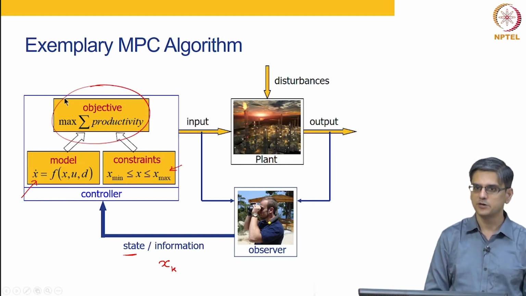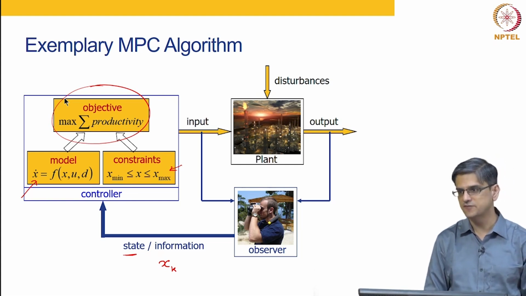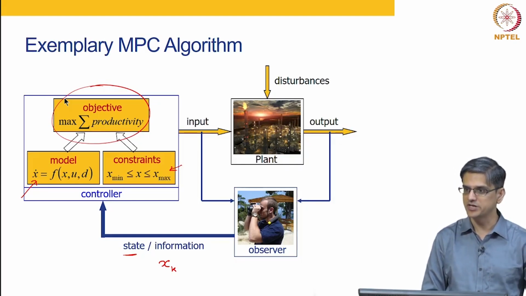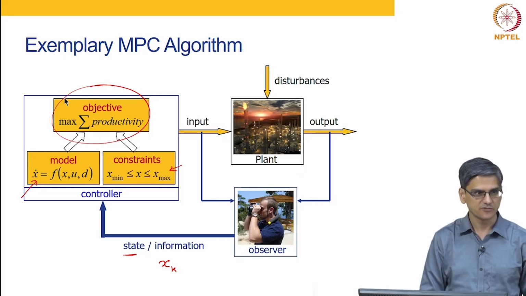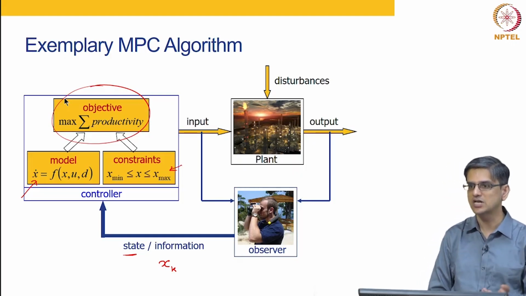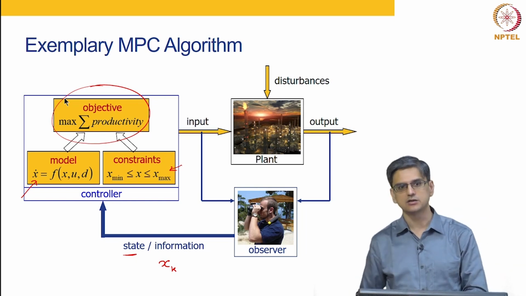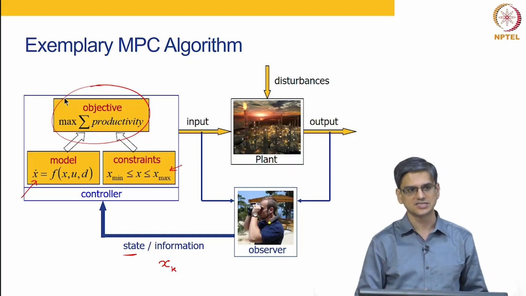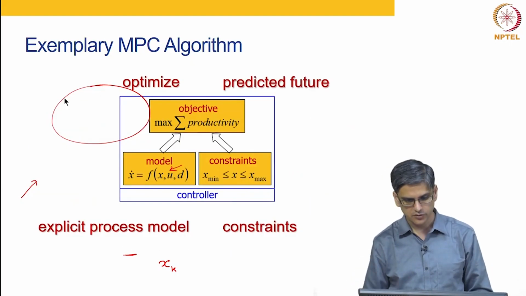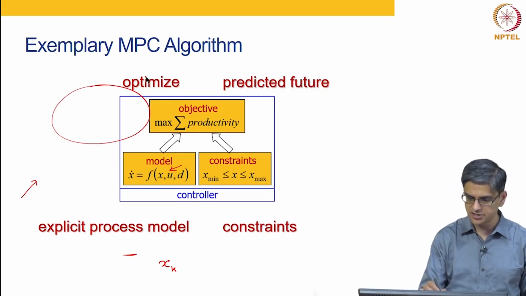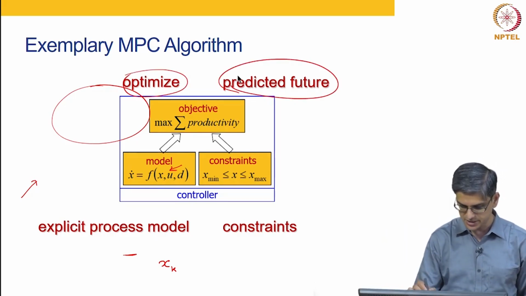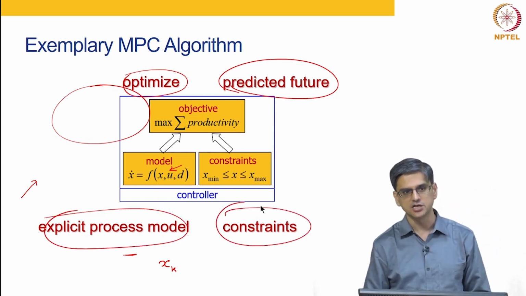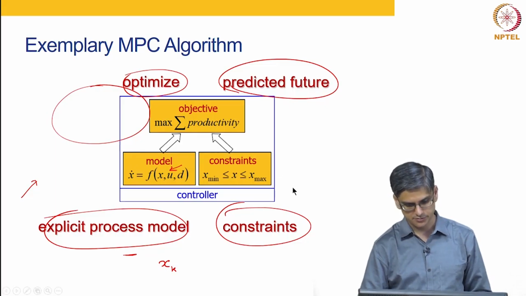Okay. In the previous set of slides, we saw the objective function to be a quadratic objective function. You are minimizing deviation from set point, but it need not be a quadratic objective function. It could also be maximizing the productivity of the system. So, it could be a linear objective, a non-linear objective, or a bilinear objective. The most common is the set point objective, which is a quadratic objective. Again, let us look at the keywords: optimize, predicted future, process model and constraints, which you can see in these boxes over here.